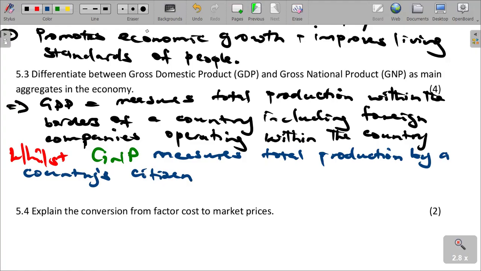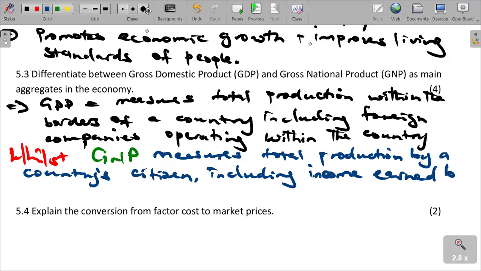It includes income earned abroad by locals. Income earned abroad by locals is part of gross national product.